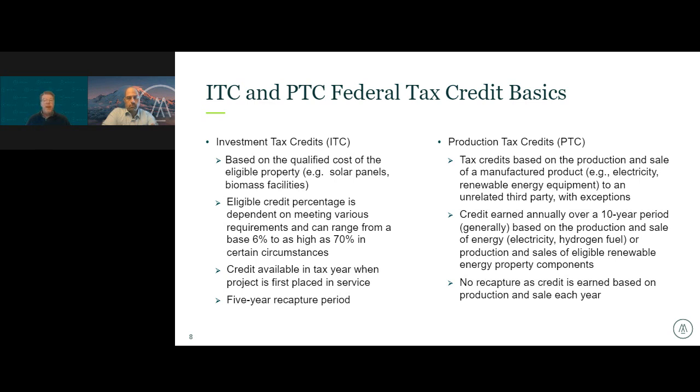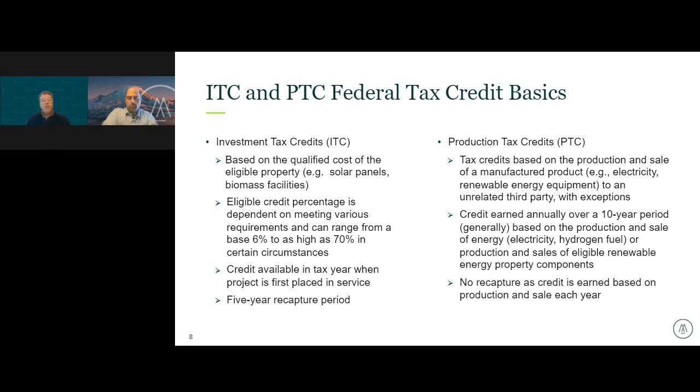The second type of credit that we're talking about, the PTC, is a production tax credit. So this is a credit that is based on the production and sale of a manufactured product, such as electricity or renewable energy equipment. That's what you would be seeing in Section 45X, to an unrelated third party. That's an important consideration when we think about how we structure production tax credits and we sell what they produce to other individuals that may or may not be related with the entity that's doing the production of the credit.